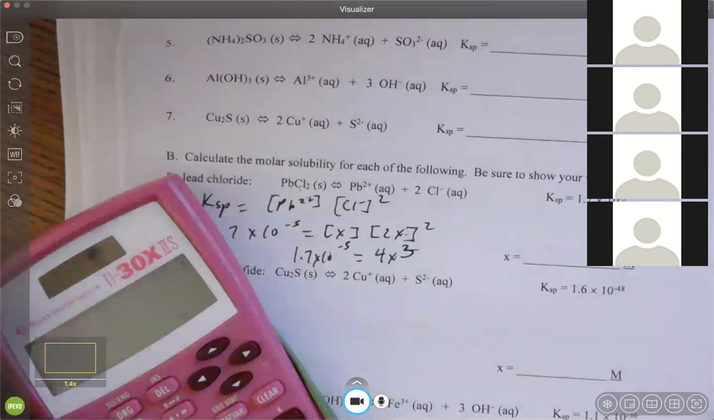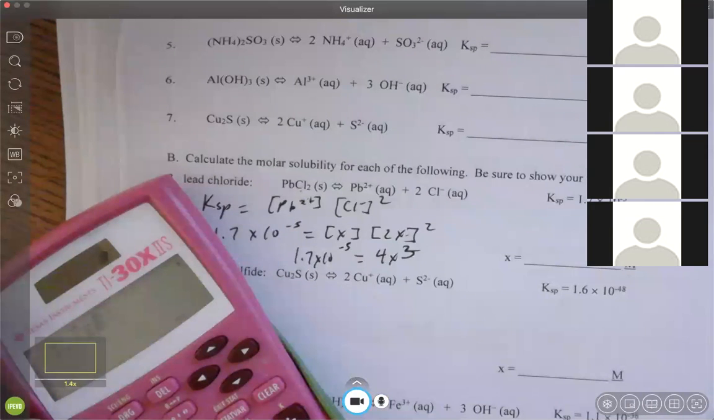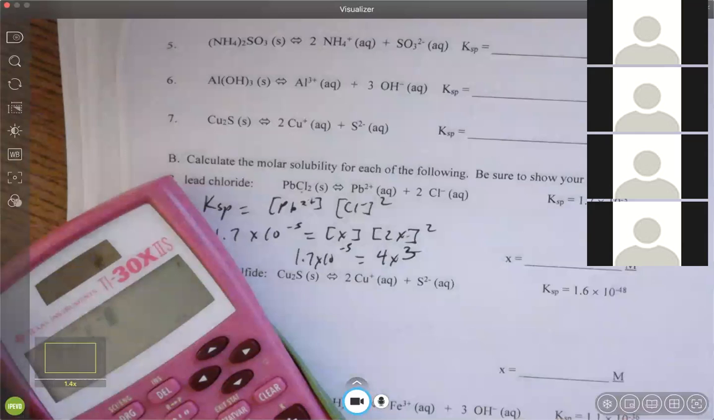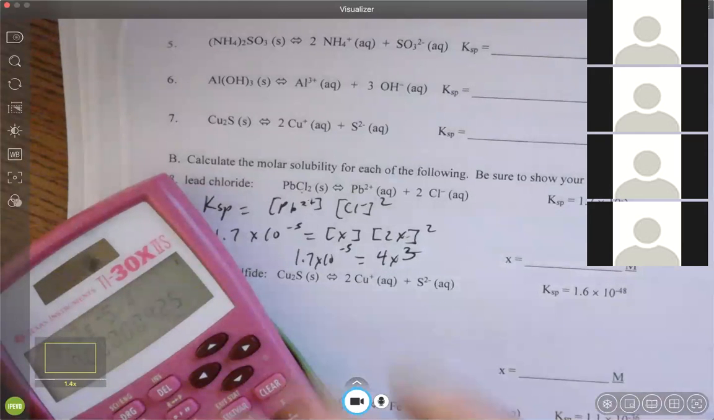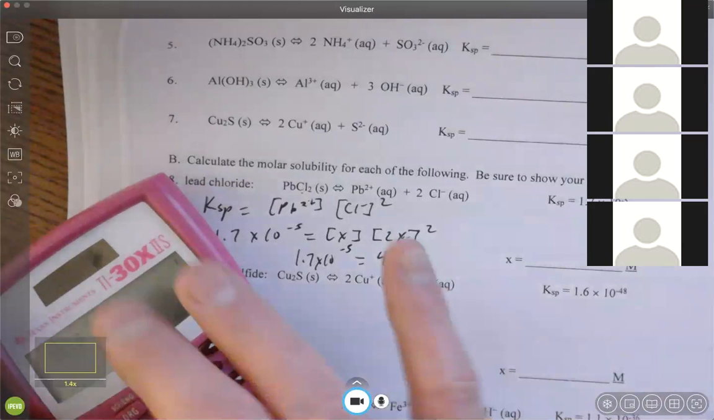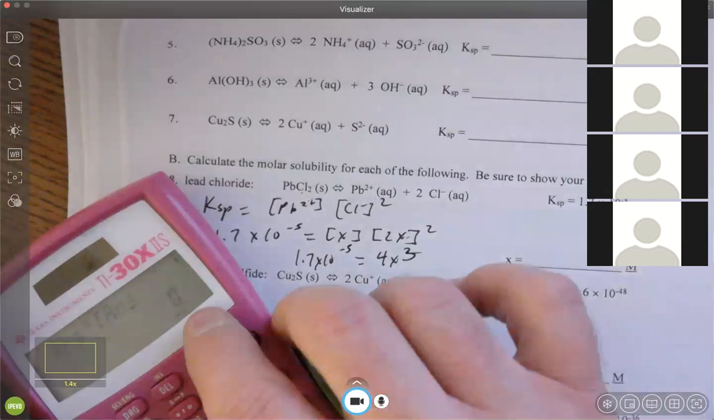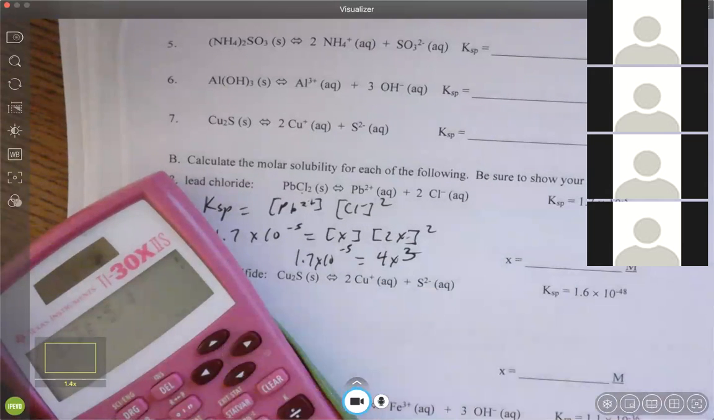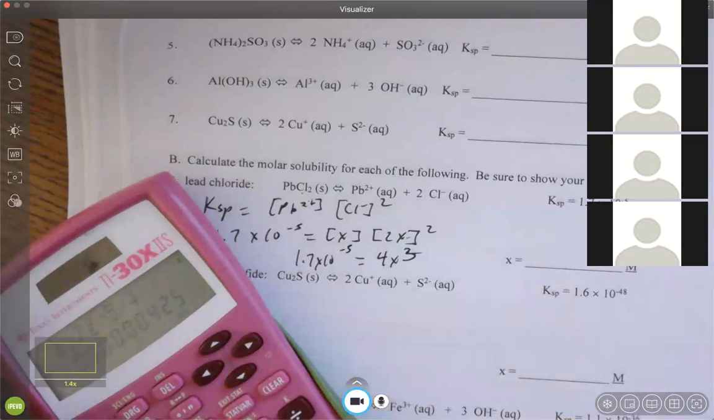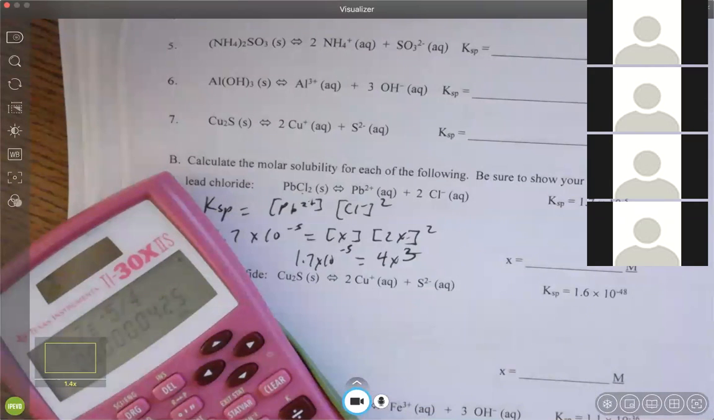So 1.7 times 10 to the negative 5th divided by 4, cube root. Oh, I did something wrong. I don't know how to work these. How do you do cube root? Somebody, do I just take it to the negative 1/3 or whatever? Anyone? I think you could just take it to the 1/3, but there might be a way on those calculators. Oh, sure. There we go. It's right here.